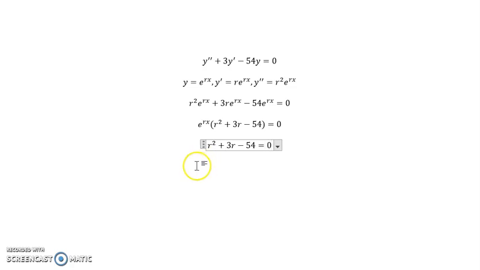this polynomial in r. And it's called a characteristic equation because basically if you just pull off the coefficient of y double prime and make it the coefficient of r squared, and the coefficient of y prime and make it the coefficient of r, and the coefficient of y and make it the constant, you get basically the same equation. And so it's characteristic in that sense.